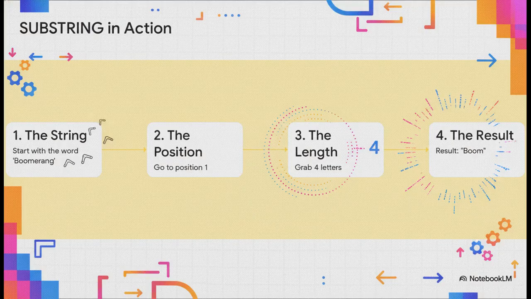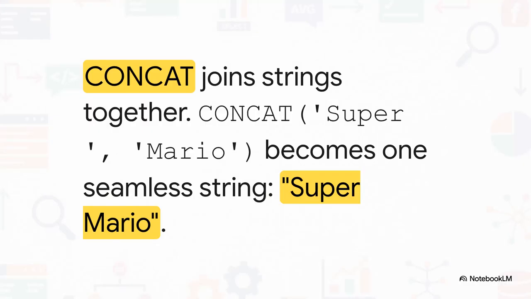Here's a perfect example of how Substring works its magic. Let's say you give it the word boomerang. Then you tell it, okay, start at the very first letter and then just grab 4 characters from there. And what's the result? It pulls out just the word boom. This is exactly how an app can show you just your initials or maybe a short preview of a long message.